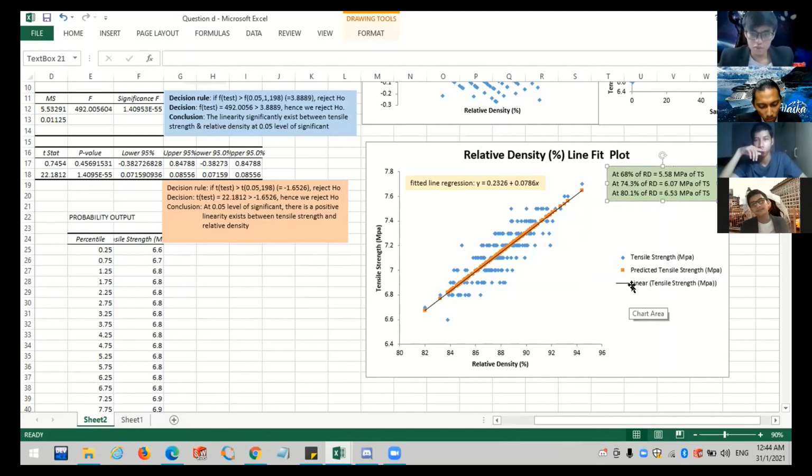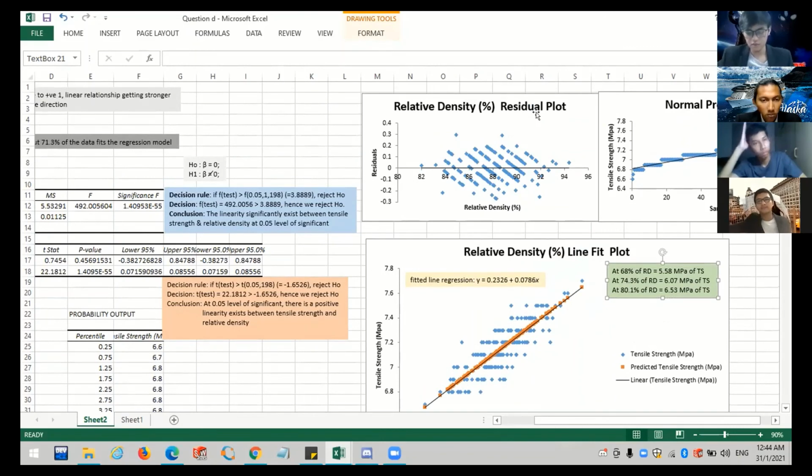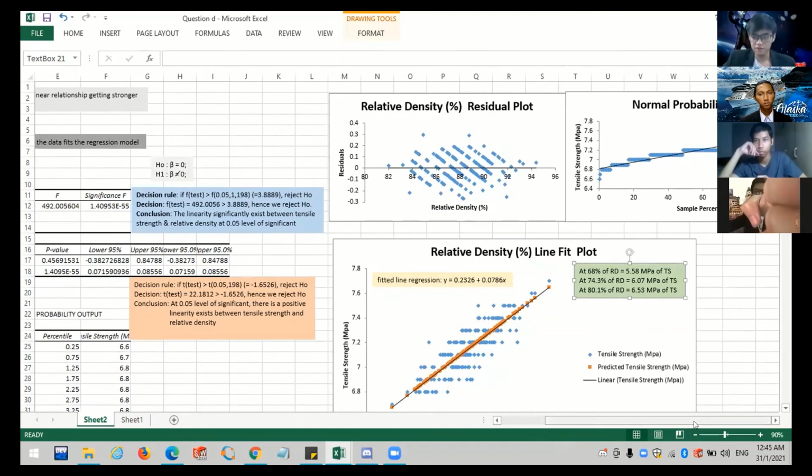So we move on to the second graph, the graph of residual versus relative density. You can see the pattern is randomly scattered along the x-axis. It indicates that it is a good fit linear model. For the last graph that we obtained, tensile strength versus sample percentile, you can see the shape of the graph is like this. We can conclude that the points scatter close to the straight line, and we can assume that normality of tensile strength is satisfied.